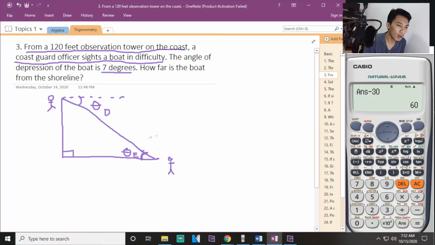Now, kailangan nating malaman ano ba yung mga idea na napapaloob dito. Number 1, you should know the Pythagorean theorem. What is the Pythagorean theorem? The Pythagorean theorem, ibig sabihin niya, the sum of the squares of the two legs of the right angle, which is A and B, is always equal to the square of your hypotenuse. The hypotenuse of the angle.